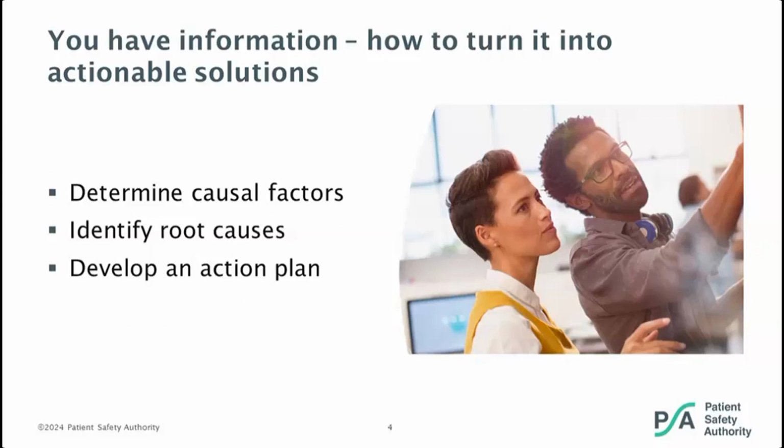Okay, so you've completed your chart reviews, staff interviews, and done some organizational work with process mapping. So what's next? How can you take that information and turn it into actionable solutions? First, you'll want to determine causal factors, or things that may have ultimately affected your outcome for your event. Next, you'll want to identify your root cause or causes. And finally, this should help lead you to develop your action plan.